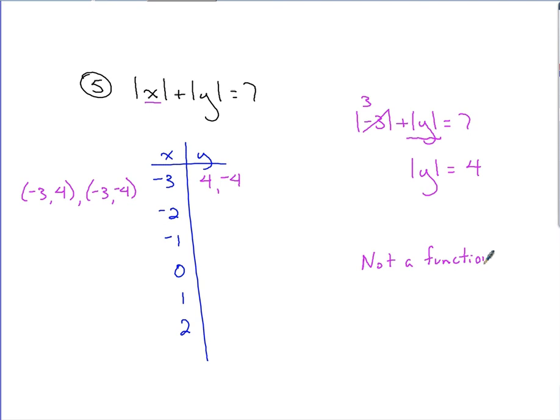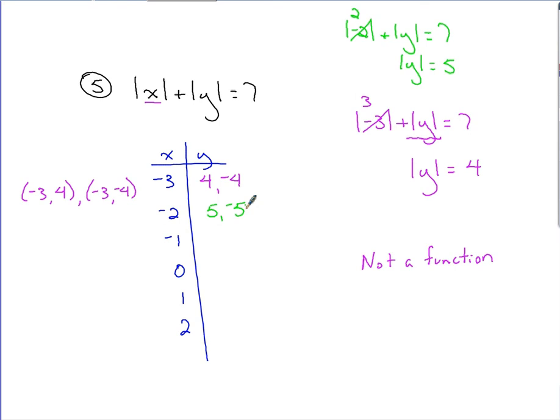So we continue with that process down the line. If I take -2 now and I plug in, do a little scratch work off the side, absolute value of -2 plus absolute value of y equals 7. Absolute value of -2 is 2. Subtract 2 over, you've got absolute value of y equals 5. So if absolute value of y equals 5, y would be 5 or -5.